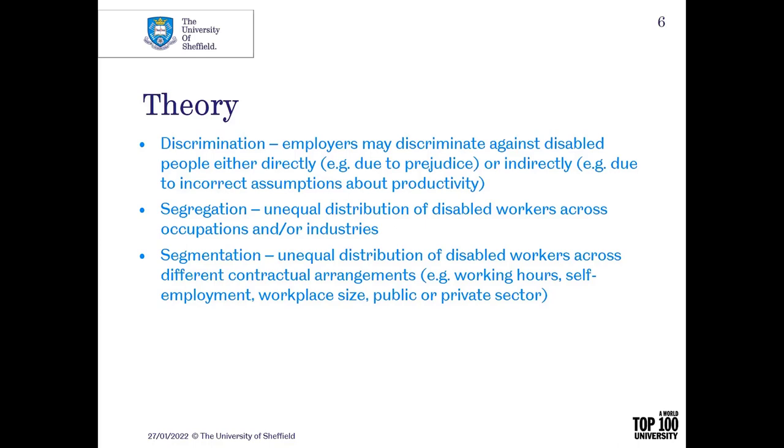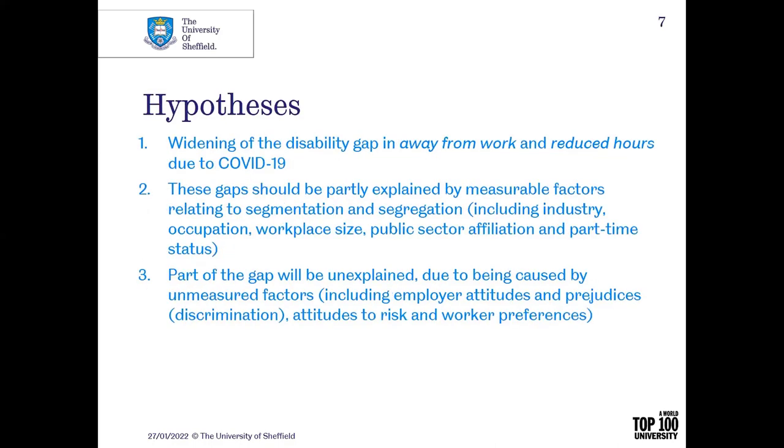And we also look at segmentation, which is very similar to segregation, but this is about the unequal distribution of disabled workers across different contractual arrangements. Again, when we look at gender, we know that women are much, much more likely than men to work part-time, and part-time workers tend to be more vulnerable. For example, when there's a recession, they're often the workers that get laid off at first, and therefore this can explain why women might be more vulnerable in the labour market than men. And again, we use this same theory and the same ideas to explain the difference in outcomes between disabled and non-disabled people.